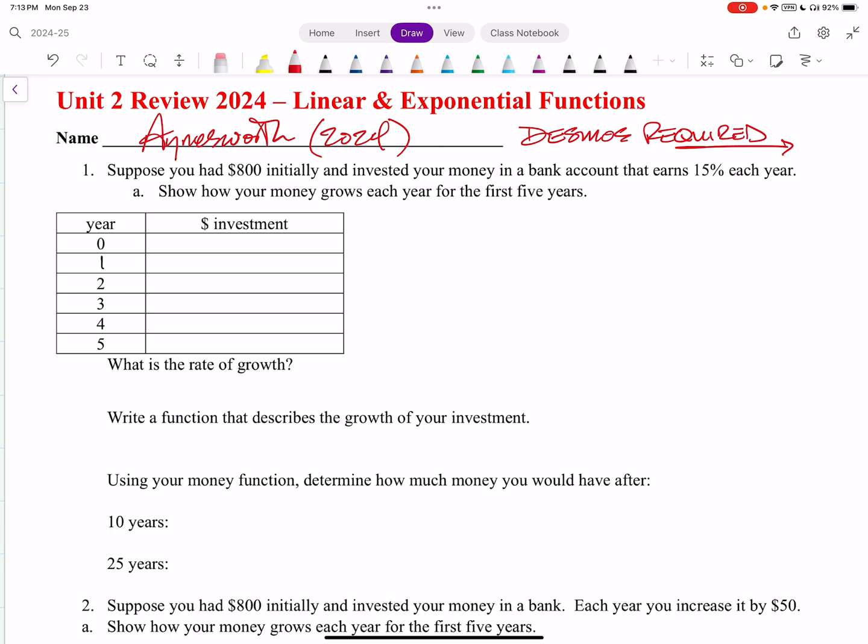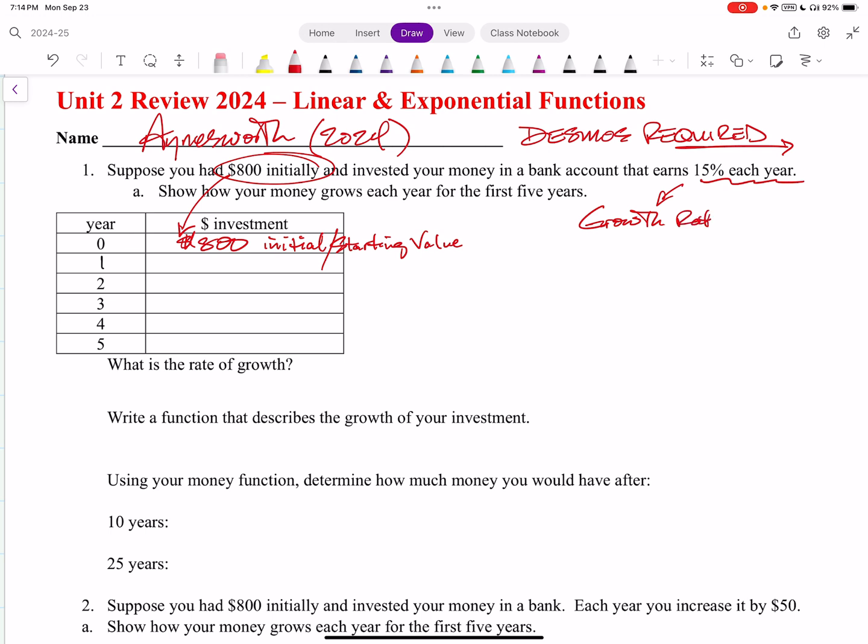All right, suppose we had $800 initially, and that's when we get started. So let's bring this down here. We have $800 initially. That's your initial, or we say starting value. You can use either word, right? So that's your initial starting value, and you invested your money in a bank that earns 15% interest each year. That's amazing. If you actually did this and you talked to your parents about this, they would say that is an amazing rate of return. And that helps you out with finding what's called the growth rate.